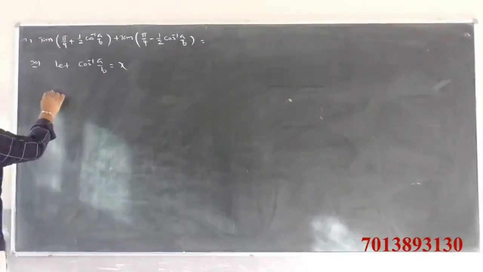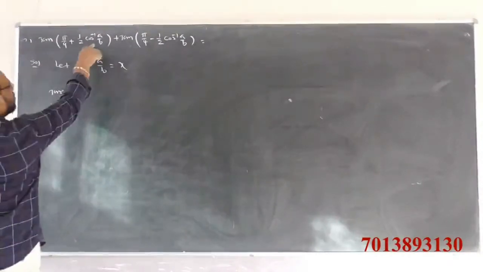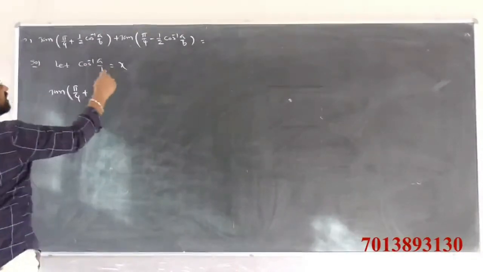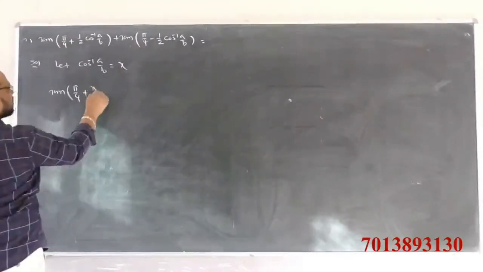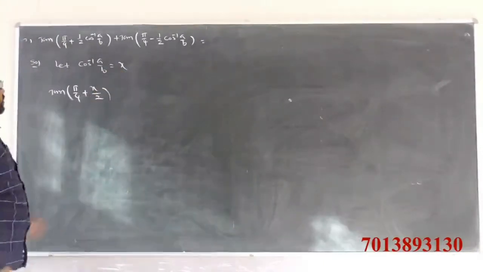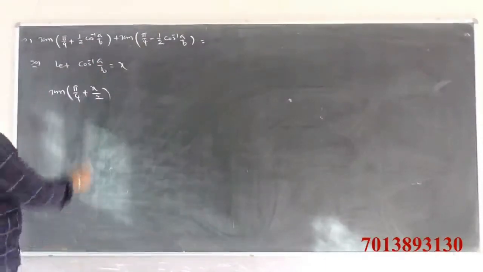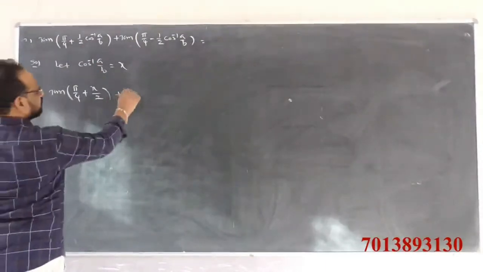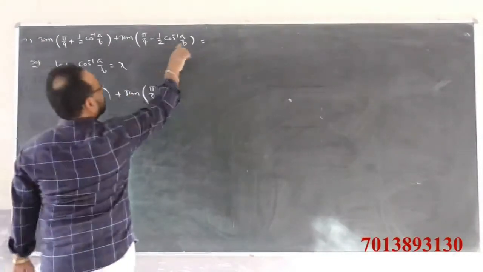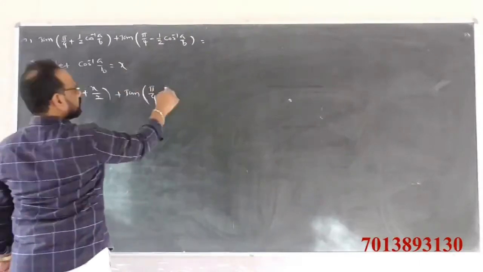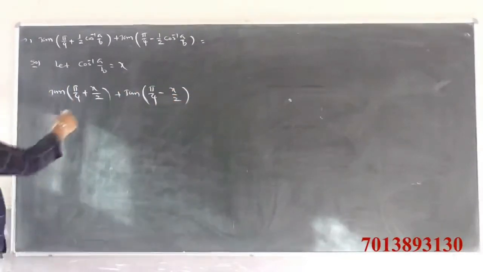We get here tan (pi by 4 plus x by 2), or take any theta, anything we want. Cos inverse a by b value x. If you take this, we get tan (pi by 4 plus x by 2) plus here we get tan (pi by 4 minus x by 2). How do we know that? Tan (a plus b) formula.